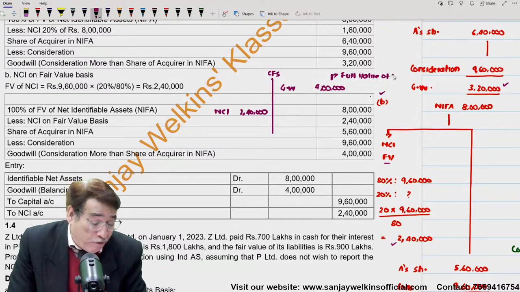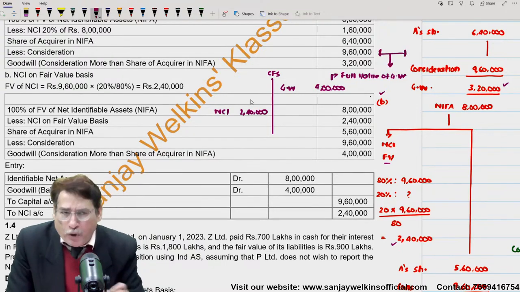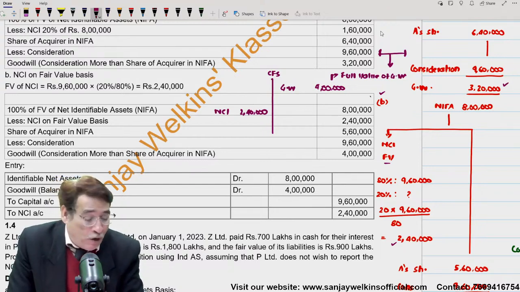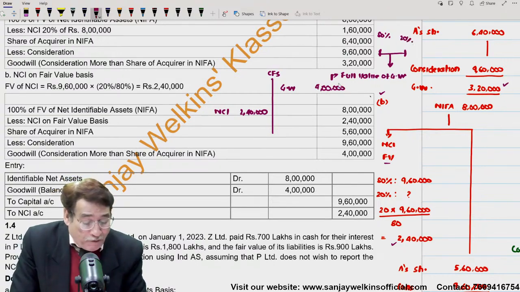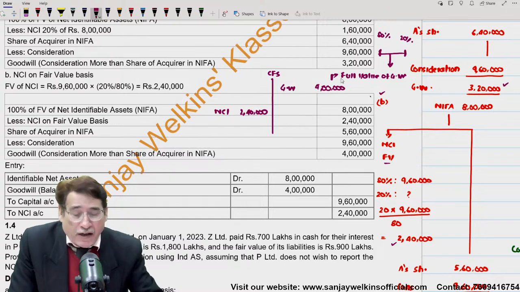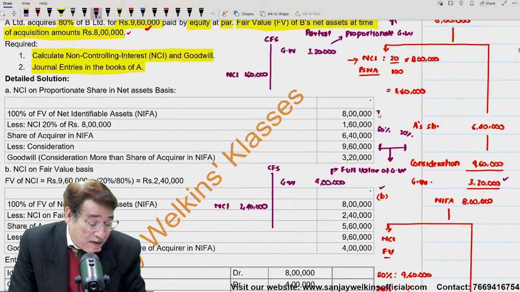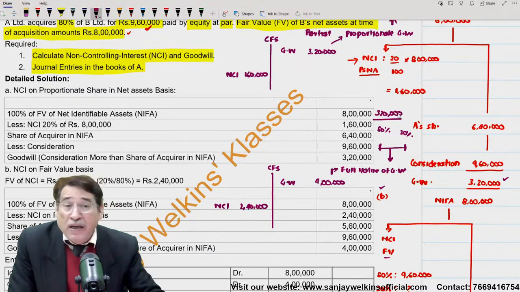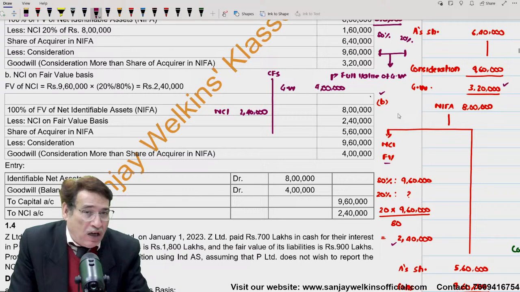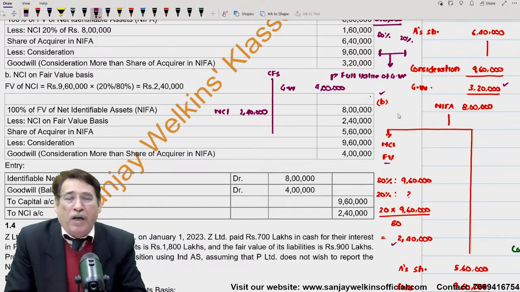And when we say full value of goodwill, indirectly what we are trying to say is that in this goodwill, both the parties have some stakes. Who are the parties? One, acquirer having 80% stakes and NCI having 20% stakes. Now if I take 80% of 4 lakh, you can see in this case, still the share of acquirer is 3,20,000. Are you getting my point or not?